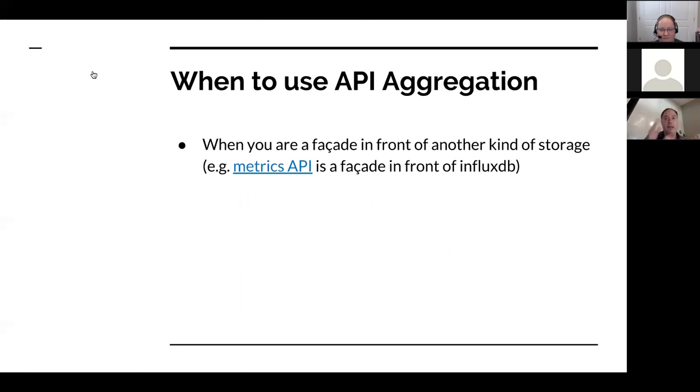Looking to the future, like 6 months from now, the main reason I would say people would still be wanting to use API aggregation is if they are a facade in front of some type of storage that's totally different than etcd, like the metrics API is a facade in front of a time series database.